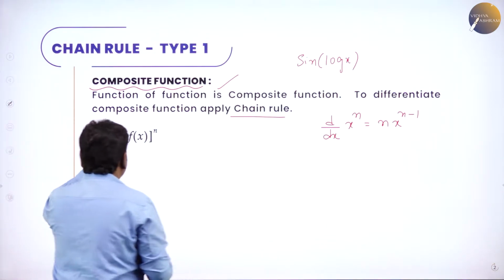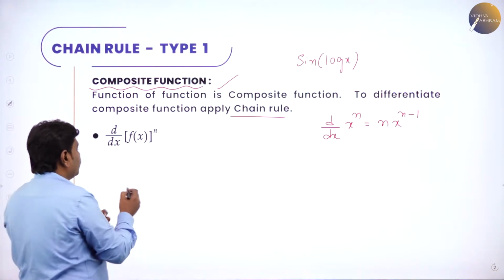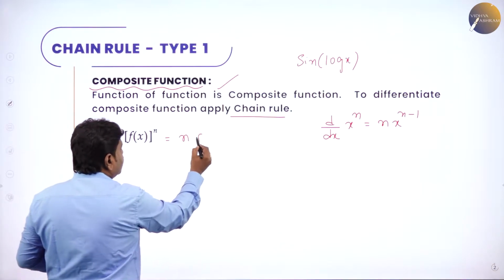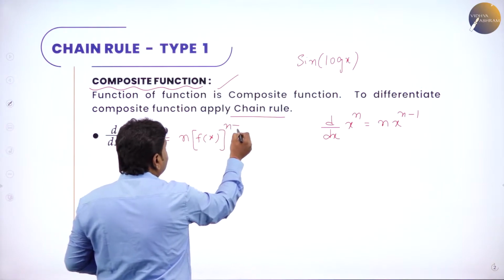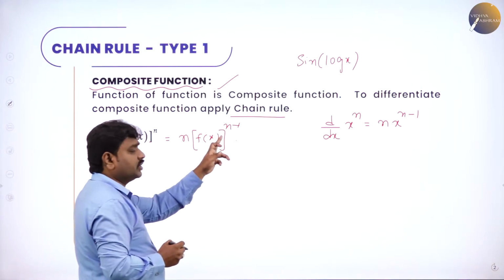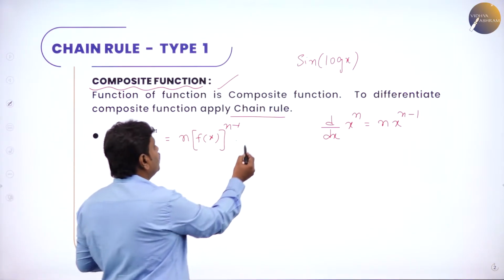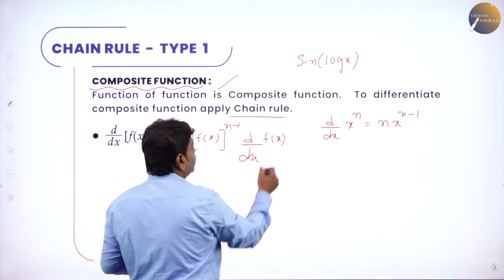So now d by dx of f of x power n. So this is not x, this is function of x. So d by dx of f of x power n is n into f of x power n minus 1 into, so if it is x, we'll stop it here. But inside, we have function of x. So into d by dx of chain. That is into d by dx of internal function.